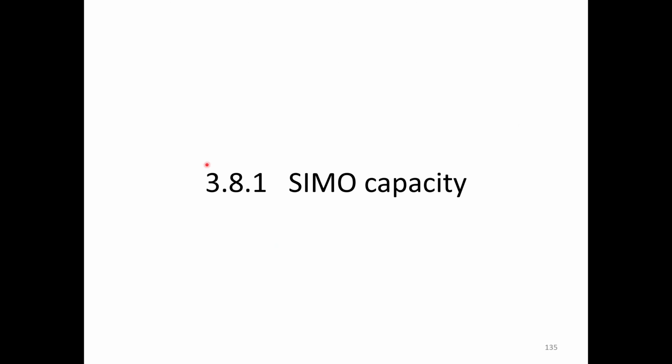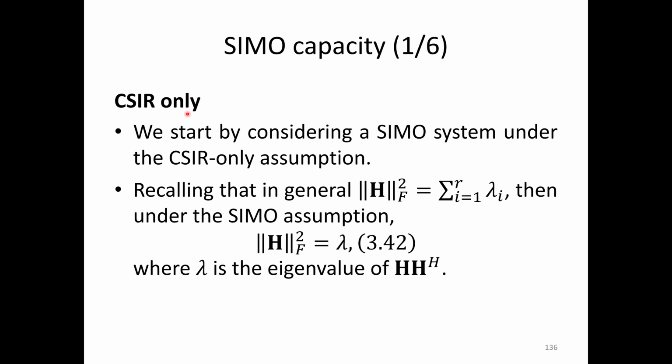Next let us see section 3.8.1, SIMO capacity. First let us see the CSIR only case. CSIR means channel state information at the receiver. So now only the receiver knows the channel state information, that is, knows the channel matrix H. We start by considering a SIMO system under the CSIR only assumption.